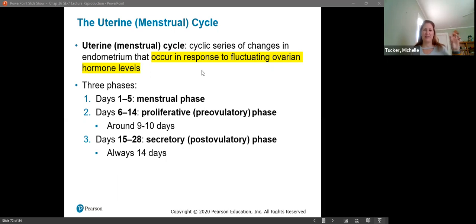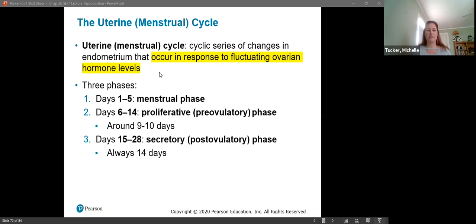So we've talked about the ovarian cycle. Now we're going to talk about the uterine cycle. So the uterus, remember, it has 3 layers, but it's really the 2 layers. You've got the myometrium and then the endometrium. And that endometrium has the stratum basalis and the stratum functionalis. Okay, so that's where we're moving on to now.